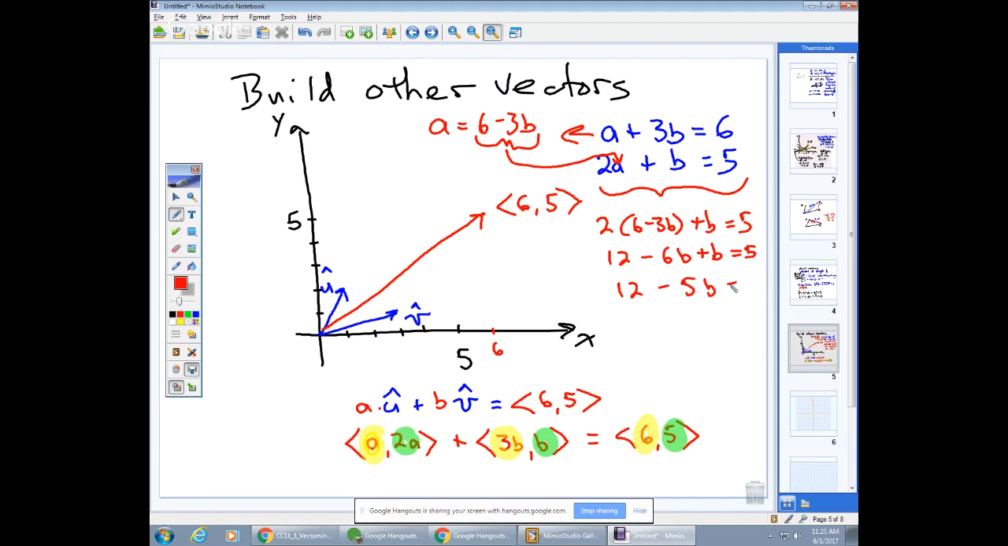So subtracting the 12 over, we get negative 5b is negative 7. Is that right? On a good day. So b appears to be 7/5. Or if you like decimals, would that be 0.6? No, 1.4. All right, so then plugging back in up here, we're going to find that a gets to be 6 minus 3 times that. So what's that? 21/5. 30 minus 21 is 9. So I'm thinking a looks like it's going to be 9/5.